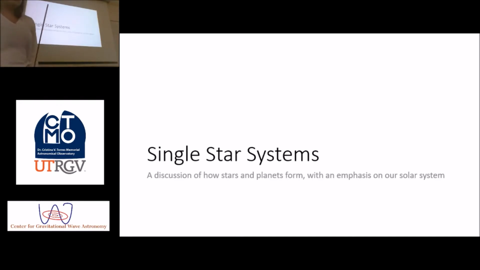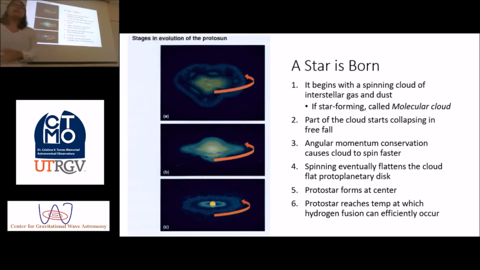So moving on, we're going to talk about single star systems again. We're going to specifically focus on how stars and planets form in single star systems. And we're going to emphasize our solar system as an example. So the first thing you need to have a single star system is a star. So I'm going to review how a star is actually born. I hope you get that reference. It's a pop culture reference to Lady Gaga. So how a star is born?